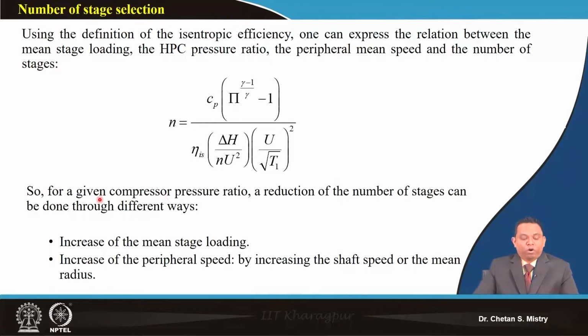So for a particular pressure ratio, if we want to reduce the number of stages, we have two clues. We need to increase the mean stage loading coefficient. Second, you increase the peripheral speed. Now in order to increase the peripheral speed, we have two options. Maybe we can increase our rotational speed, or we can increase the diameter. So both parameters are of great importance to us.